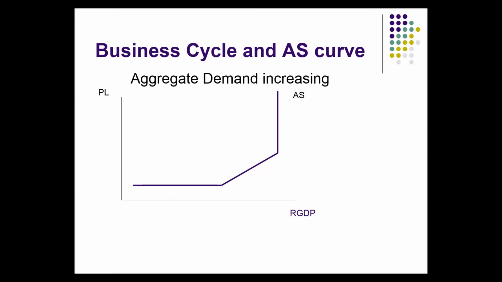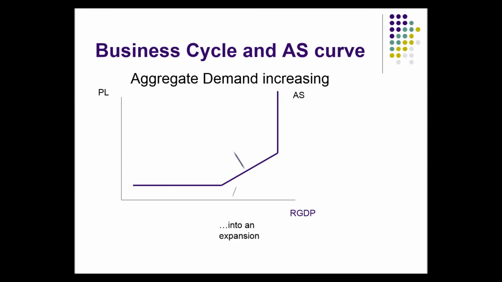So the business cycle and the AS curve. We're in a recession here at AD1. We're starting to recover out of recession like we were in 2011, 2012, 2013. And so we continue that recovery into expansion, pretty much where we're at now in 2015. Economy's in a pretty good place.